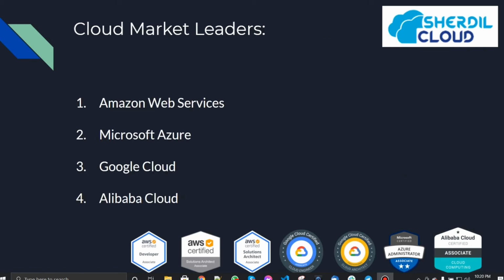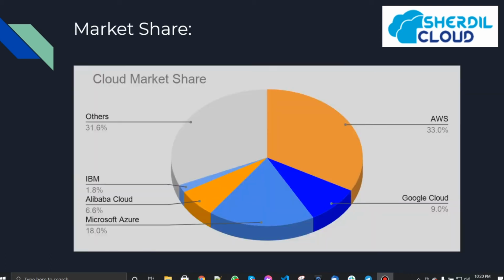Okay, so the cloud market leaders are Amazon Web Services, Microsoft Azure, Google Cloud, and Alibaba Cloud. These four are actually the market giants, and the rest, approximately 6%, is Tencent Cloud, Huawei Cloud, Oracle Cloud, IBM Cloud, and many others. So let's talk about the market share of the cloud. AWS has approximately 33% market share. Azure has approximately 80, which is currently increasing. Google Cloud has 9%, Alibaba Cloud is 6.6, IBM is 1.8, and the other clouds 31%. Other cloud means Tencent Cloud, Oracle Cloud, Huawei Cloud, and others.